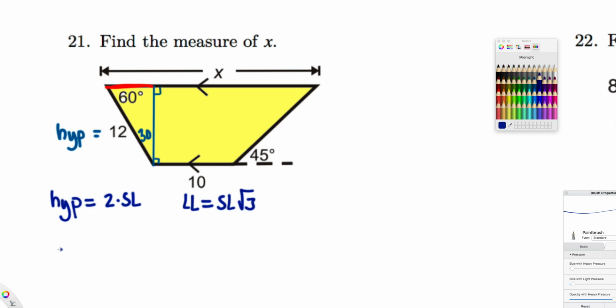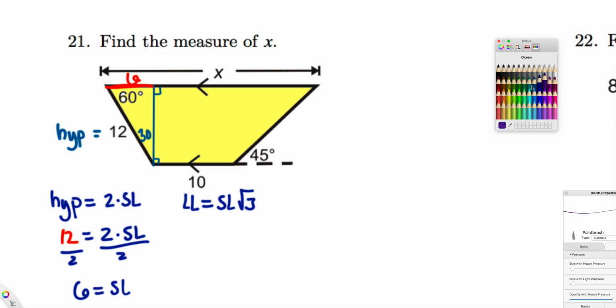All right, so the hypotenuse is 12. The short leg is going to be half of 12, so 6 is the short leg. So this section right here is 6. Okay, how do we get the rest?